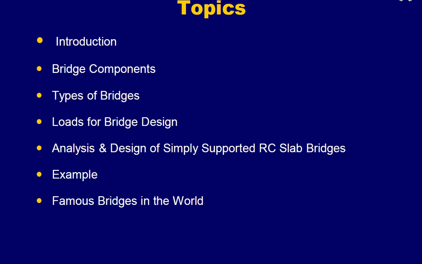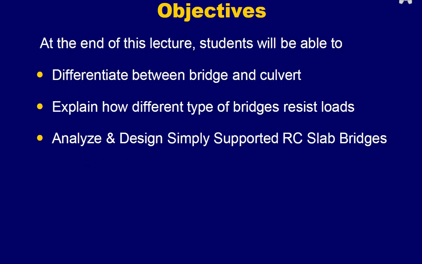These are the topics that we will cover, starting from introduction, bridge components, types of bridges, loads for bridge design, analysis and design of simply supported RC slab bridges, and following an example, solved example, and then some famous bridges in the world. Okay. The objectives are at the end of this lecture, you will be able to differentiate between bridge and culvert. You will be able to explain how different type of bridges resist loads, and you will be able to analyze and design a simply supported RC slab bridges.